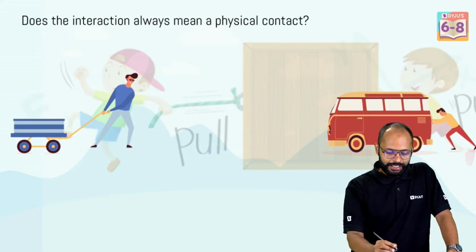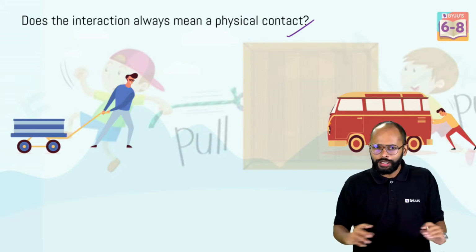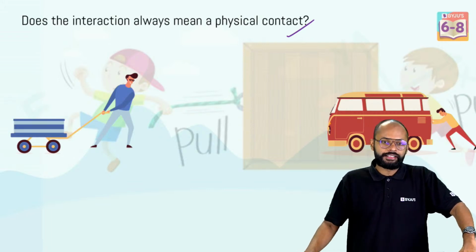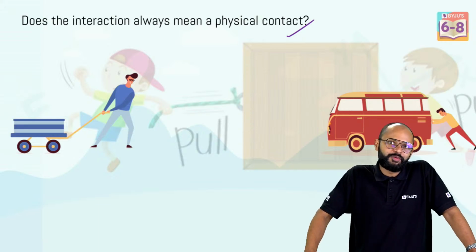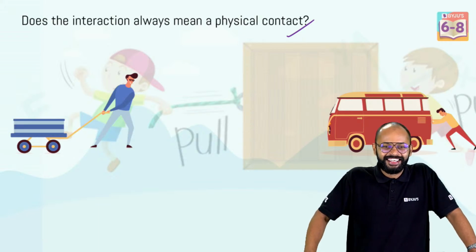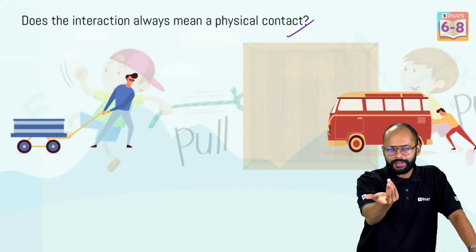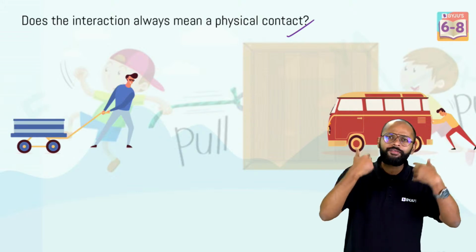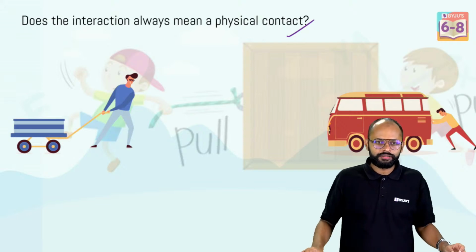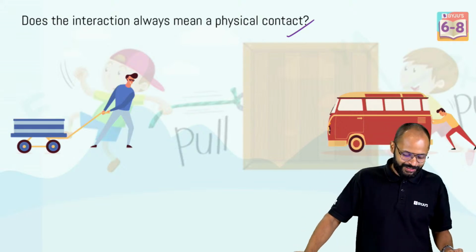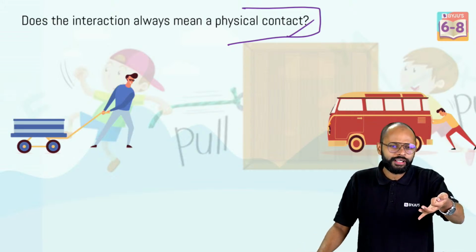So this was about that. Next question. Does interaction always mean a physical contact? Because you have had instances. He can't move the van. Yeah. What if wind moved it? Yes, wind. So wind is actually touching. What is wind? It's the movement of air. Air molecules. So they are actually touching and only then they are applying force. Right? So that's true.